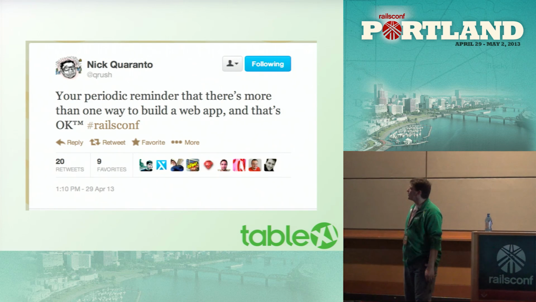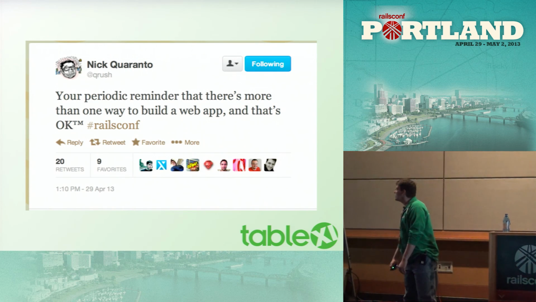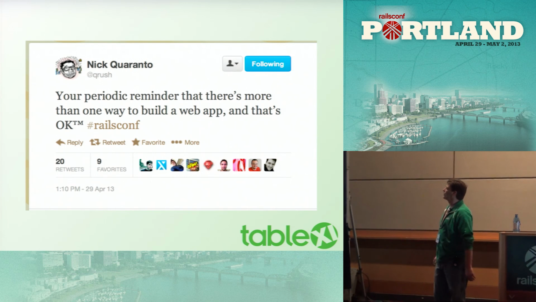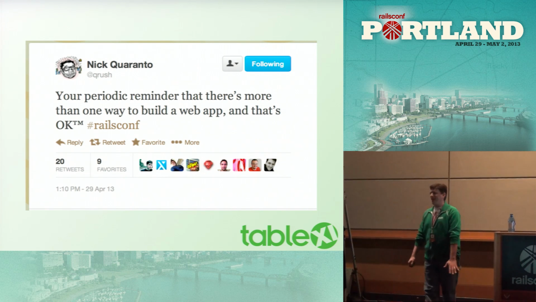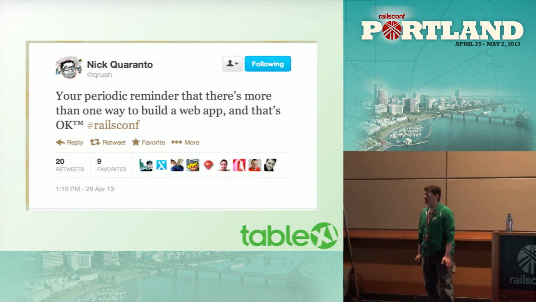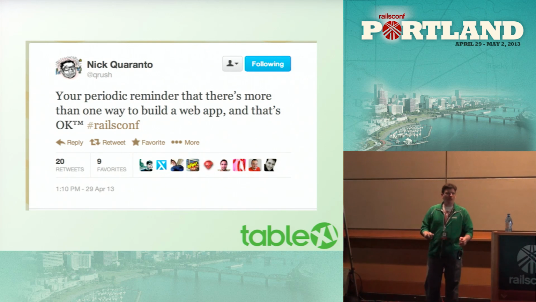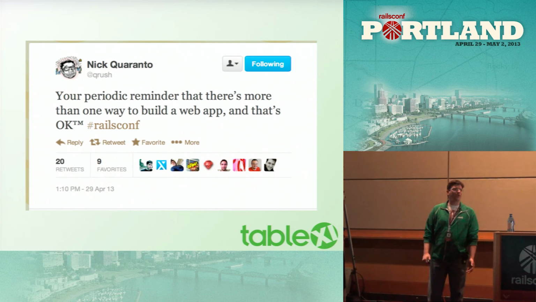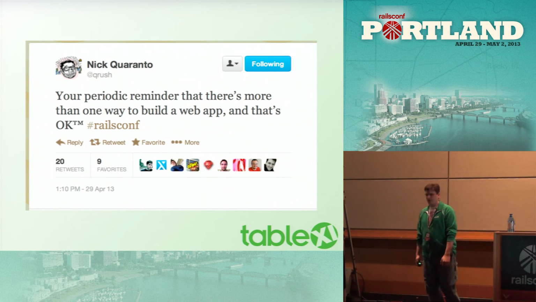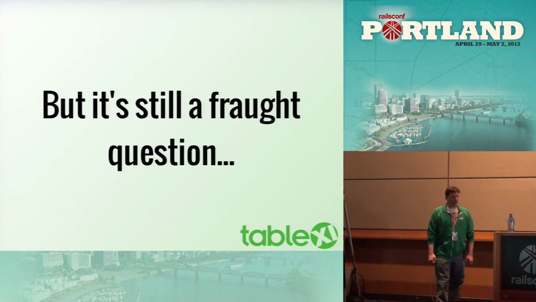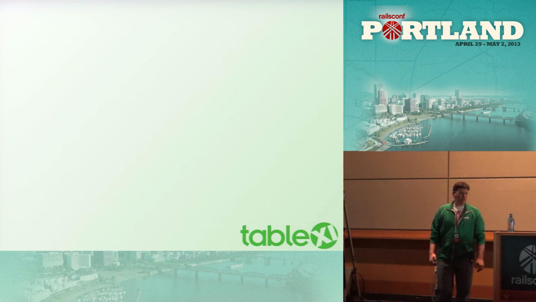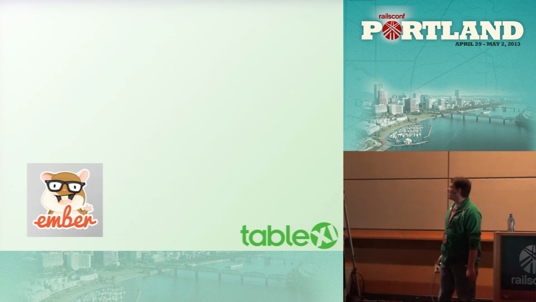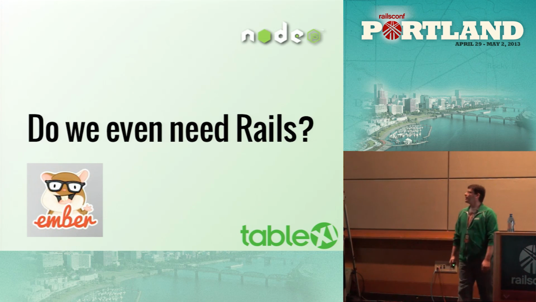Nick Quanto tweeted this yesterday during DHH's keynote: "This is your periodic reminder that there's more than one way to build a web app, and that's OK." So on some level, the stakes here are very low. Like, we can build a working web app for almost everything that we want to do. We can do it in the Basecamp style structure, and we can also do it in the JavaScript style structure. But it's still kind of a fraught question, in part because the question is in a world that has Ember and Node, like, do we need Rails?